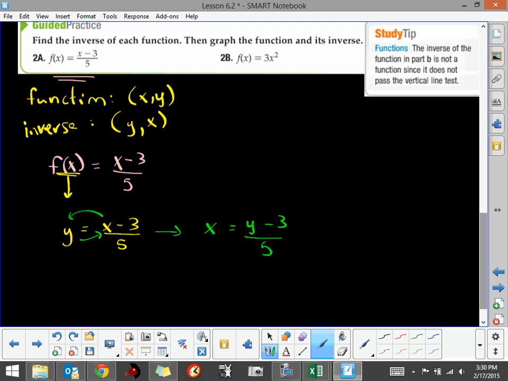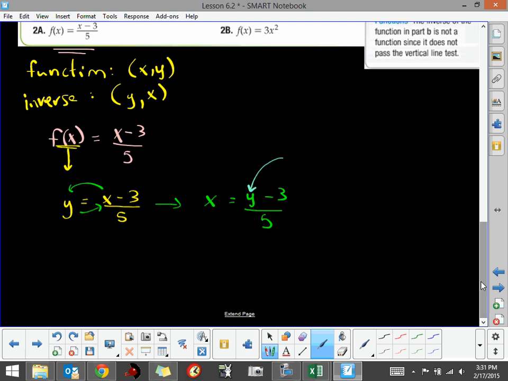Now when we find a rule for an inverse function, we always want to solve it for y because y by the very nature should be the output and x's are the inputs. So we're going to solve this for y. That means we're going to multiply both sides times 5, which means 5x equals y minus 3, and then I have to add 3, so that means y equals 5x plus 3.